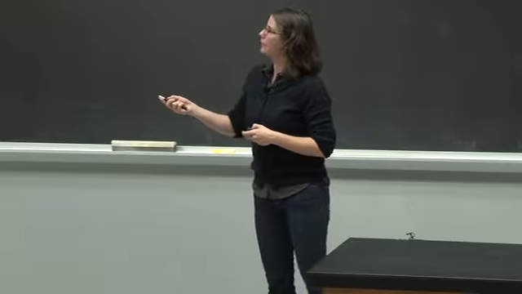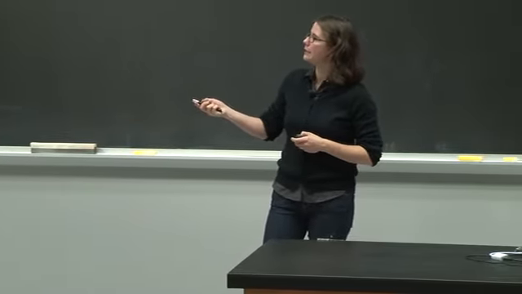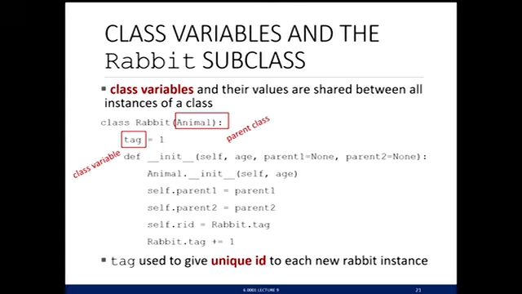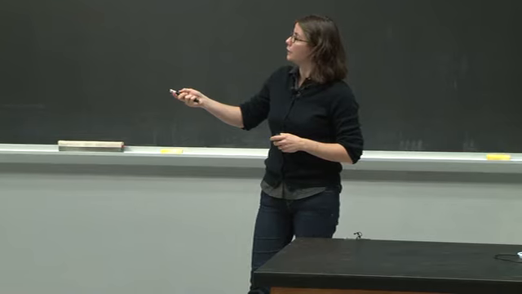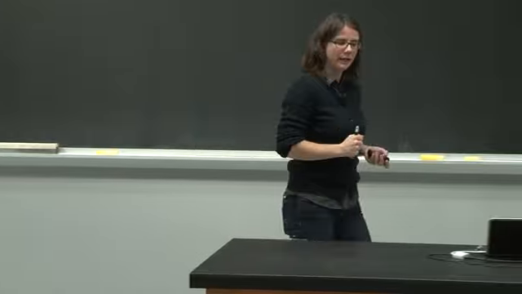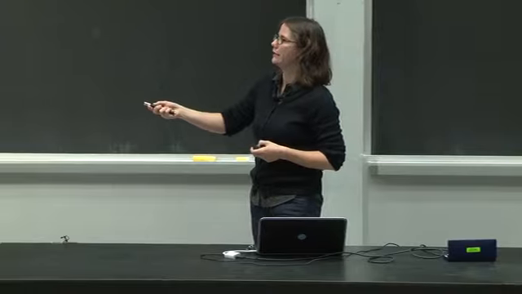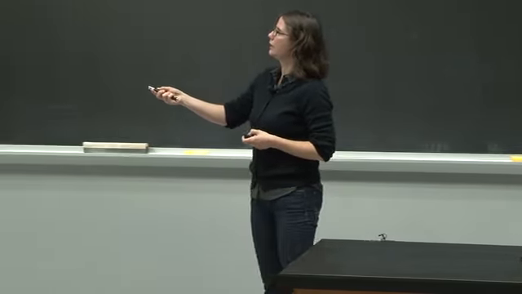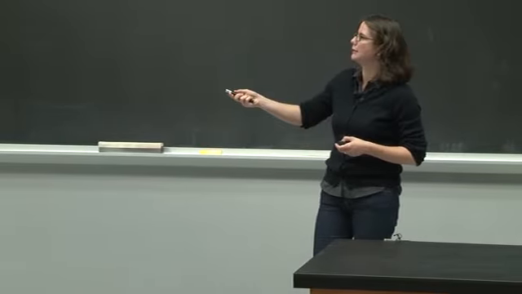So we're creating this class Rabbit. tag is equal to 1. We haven't seen something like this before. So tag is our class variable. Class variables are typically defined inside the class definition, but outside of the init. So tag is a class variable, and I'm initializing it to 1. Inside the init, which tells us how to create a rabbit object, I'm going to give it self as usual, an age, and then 2 parents. Don't worry about the 2 parents for now.